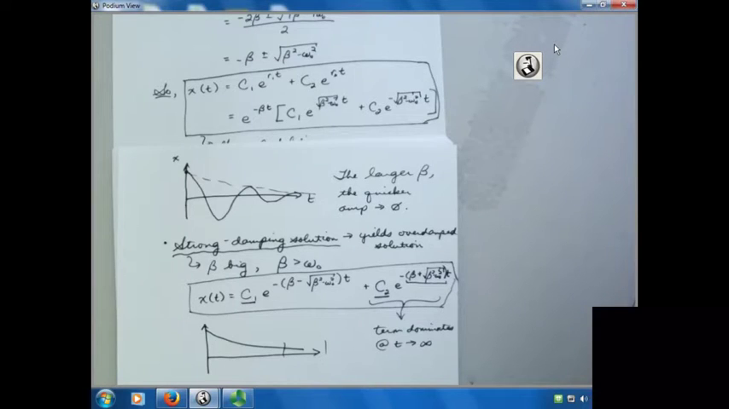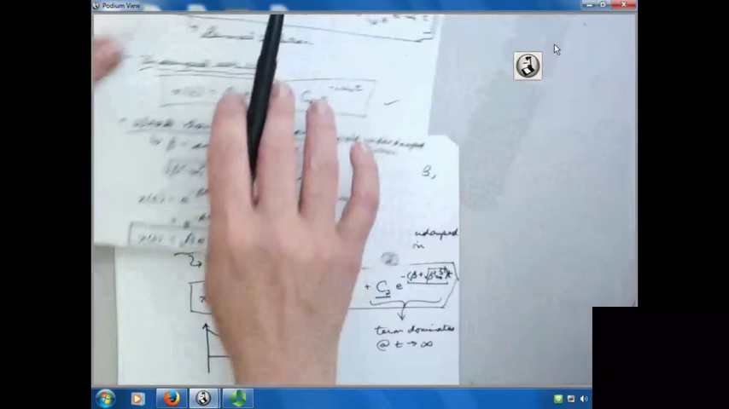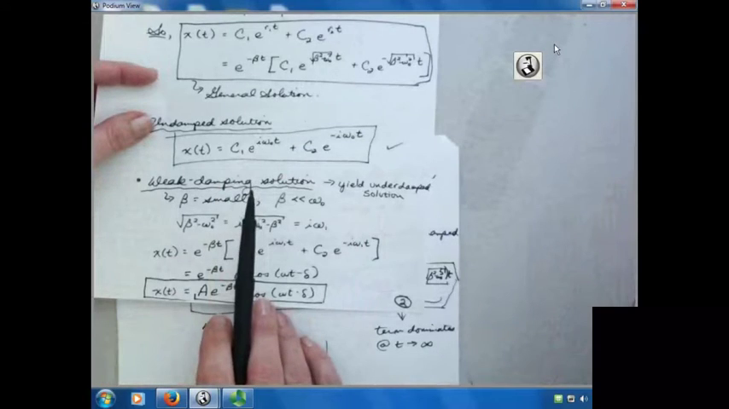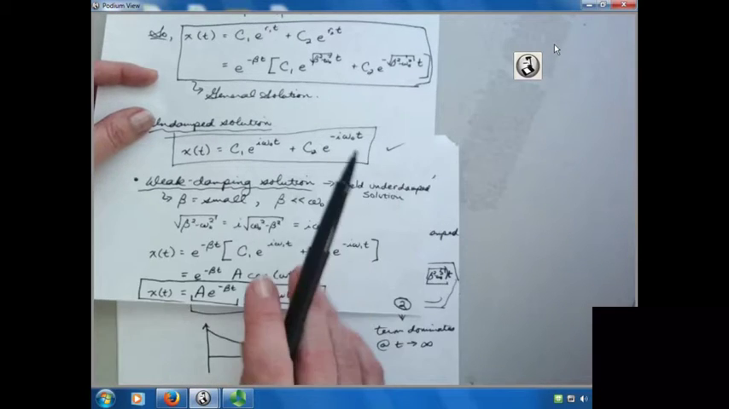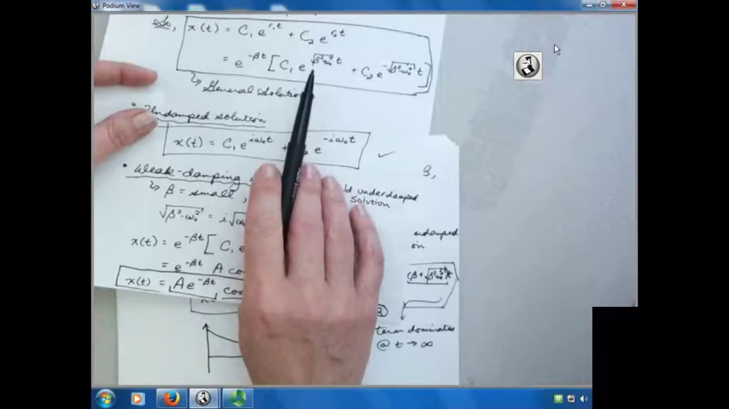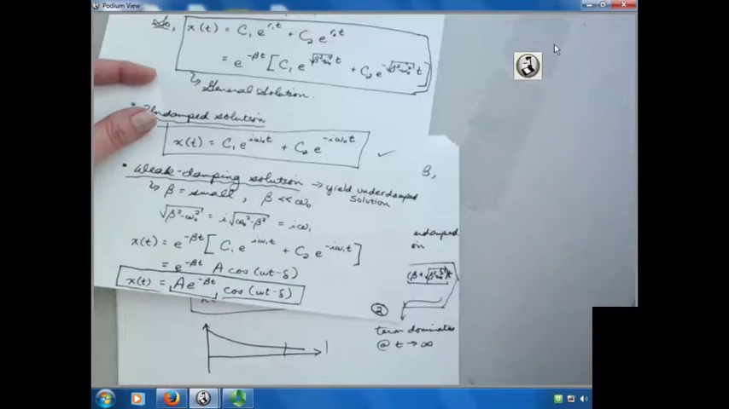Okay, so let's talk about another possible case. We've talked about two cases for our general solution so far. We talked about the case where beta is 0. Now, omega can't really be 0 because that implies infinite mass, so we won't talk about that case. We talked about the case where beta is less than omega naught. We talked about the case where beta is greater than omega naught. And now we're left with one last case to talk about, and that's the case where beta equals omega naught, which will yield the critically damped solution. I'm off the page already.